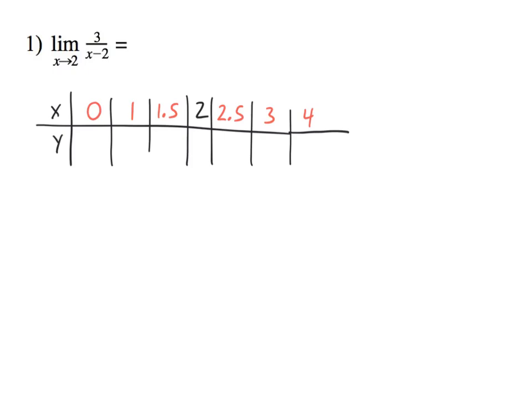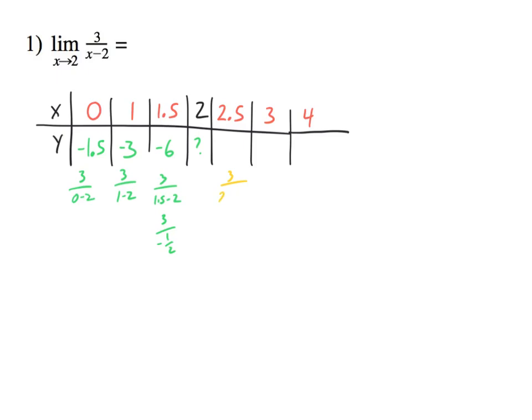So when I plug in 0, let's do each one by one. So 3 divided by 0 minus 2 is negative 1.5. 3 over 1 minus 2 is negative 3. 3 over 1.5 minus 2, a little bit harder there, that's 3 over negative 1/2, which becomes negative 6. Then this we don't know. Okay, we're going to come from the other side now.